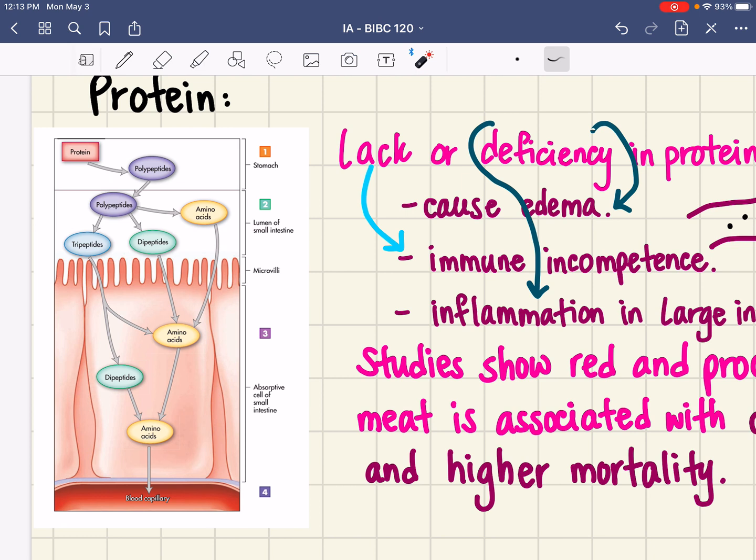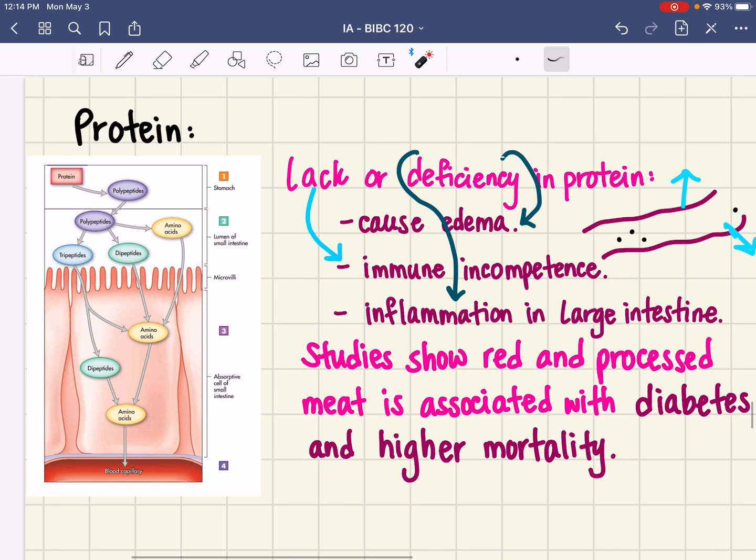Once they are absorbed, every molecule, so the tripeptides and dipeptides, are broken down into amino acids. And the individual amino acids are absorbed into the blood, that blood capillary that is right next to the small intestine cell. And this way, amino acids travel through our blood, into our liver, and into our system.